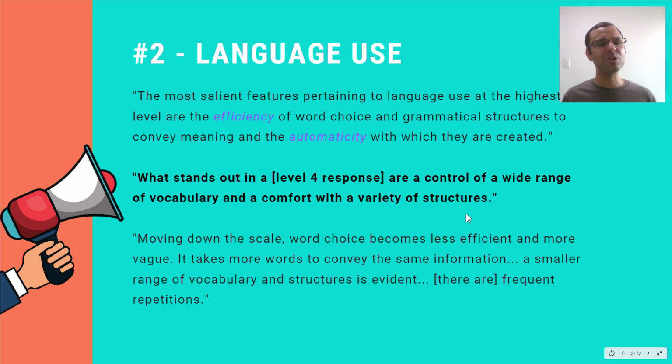Next up is language use. Again, quoting from the teacher's manual, the most salient features pertaining to language use at the highest level are the efficiency of word choice and grammatical structures to convey meaning and the automaticity with which they are created. So what does this mean, efficiency of word choice? Well, that means, can you say what you want to say without using a whole lot of unnecessary words?